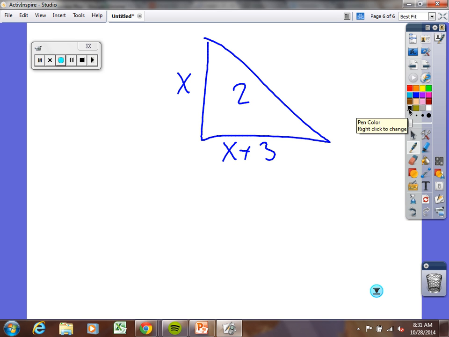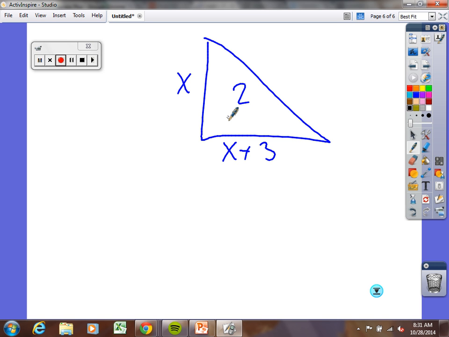I have the triangle here, and it says this area is 2. So the area of the triangle is 2 units. Okay? So they're wondering what value of x would give me an area of 2 units. So can anybody tell me first off, how do we find the area of a triangle? Do you remember?